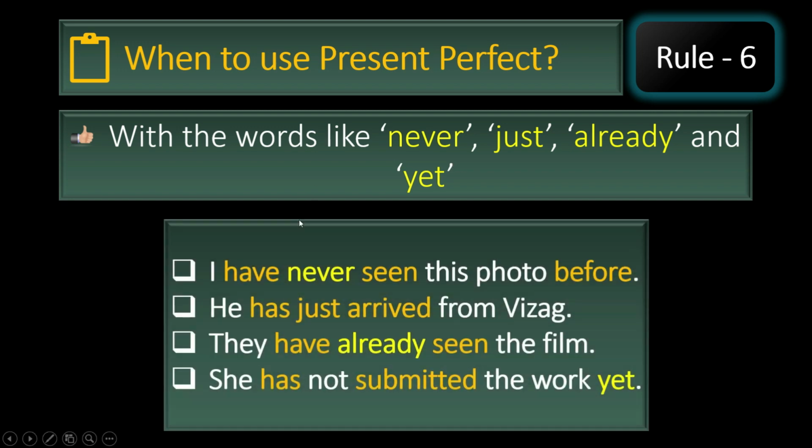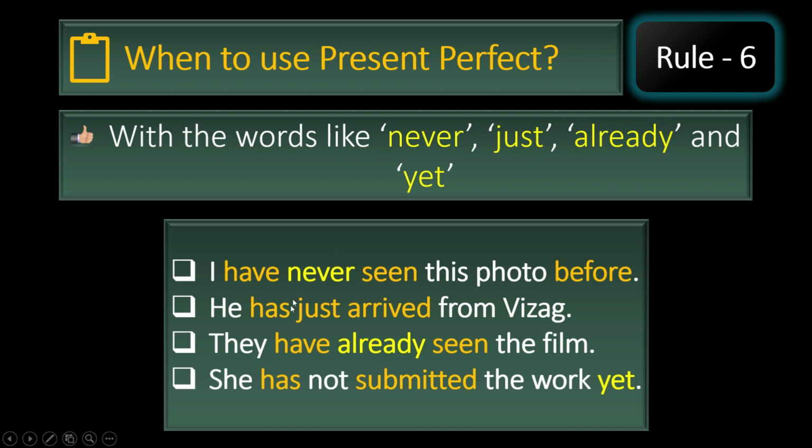I have never seen this photo before. Look at this "never", an adverb. I have never seen this photo before. So we have 2 auxiliaries here, have and seen, helping verbs, and we put the adverb between them. Don't say "I have seen never this photo" or "I never have seen this photo." That's a bit odd. I have never seen this photo before.